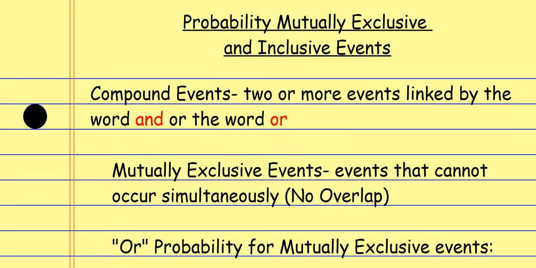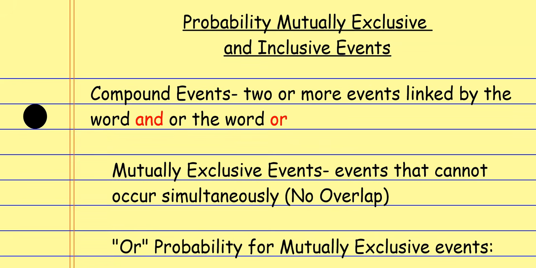Hi there, folks. Today we're looking at mutually exclusive and inclusive events. And really, these are a continuation of our compound events that we've been talking about. Events, remember, are two or more events linked by the words and or the words or. When we talk about mutually exclusive and inclusive events, we're talking about those or probabilities.